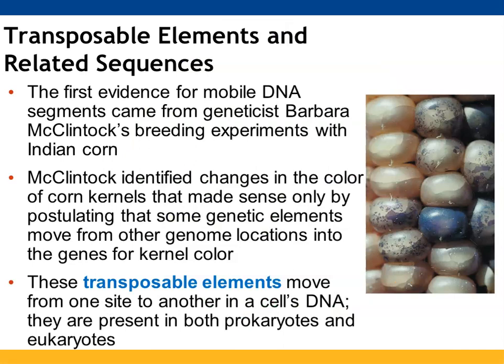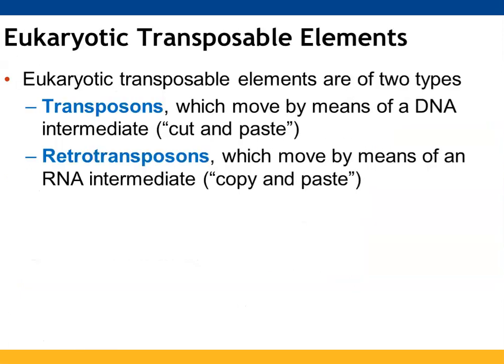So transposons. Transposable elements were first described by Barbara McClintock when she was doing some breeding experiments with Indian corn. She saw changes in corn colors that would only make sense if genetic elements had moved from other genome locations into the genes for kernel color. And so they're basically elements of DNA that move from one site to another. We see these both in prokaryotes and eukaryotes.